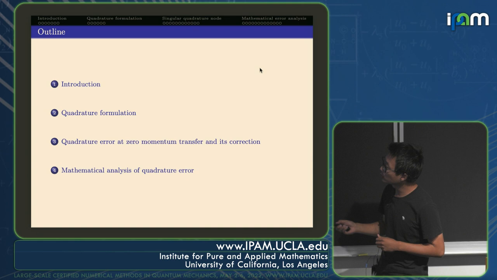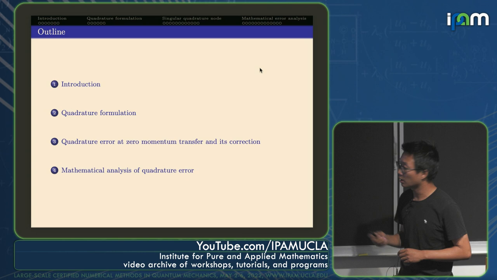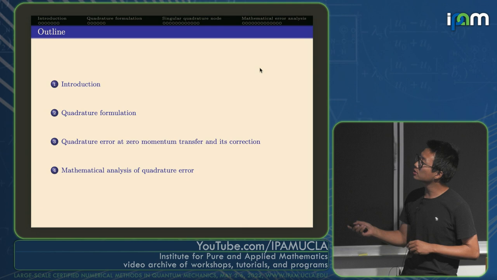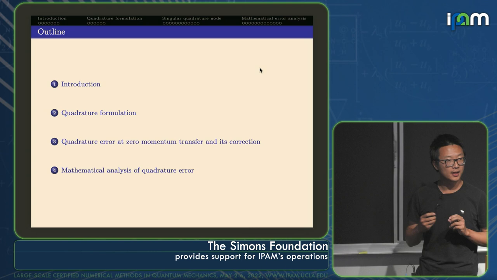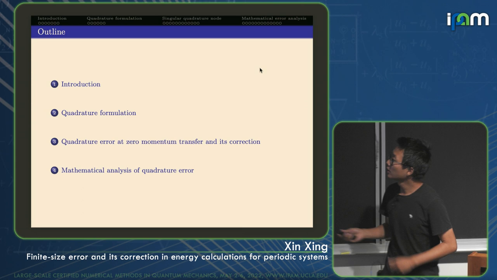So the first one is this quadrature error due to the zero momentum transfer point. And then I will show you how we can reduce this part of the finite size error using our recently proposed staggered mesh method. And the second topic will be a mathematical estimate of the finite size errors in both exchange and amplitude energy calculations. So let's begin with a general introduction.